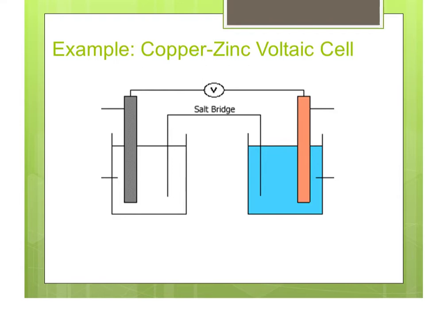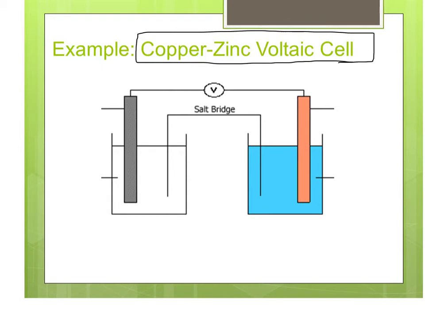Here's an example of a setup of a copper-zinc voltaic cell. When you're given a question like this, where you're asked to set up a voltaic cell for a certain pair of metals, the first thing you want to do is look at your chart, so page 12 of the data booklet, to determine which out of the copper or zinc is going to undergo oxidation and which one's going to undergo reduction. So you're looking for the combination that's going to give you a spontaneous reaction.